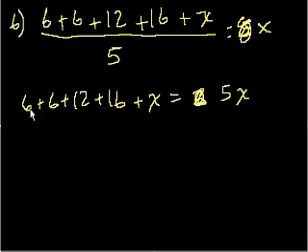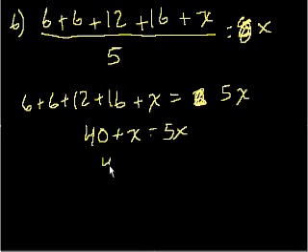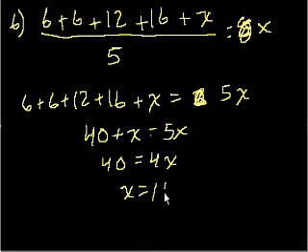Now what's this sum? 6 plus 6 is 12. 12 plus 12 is 24. 24 plus 16 is 40. So we get 40 plus x is equal to 5x. Subtract x from both sides. 40 is equal to 4x. Divide both sides by 4. You get x is equal to 10. And that is choice D. Next problem.